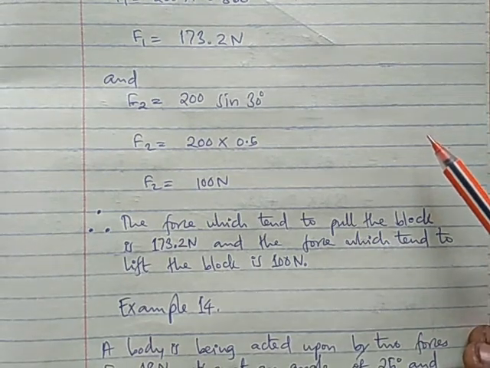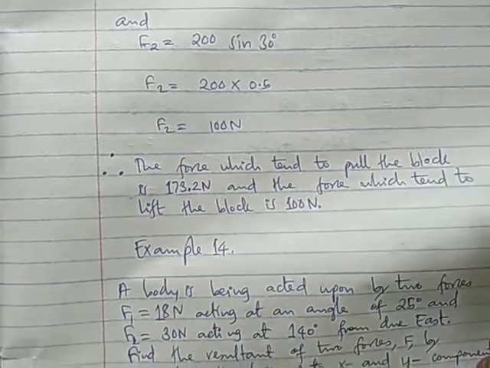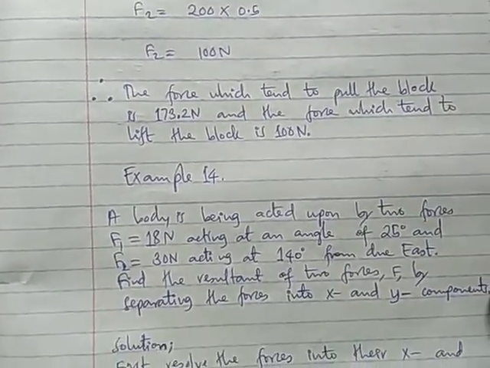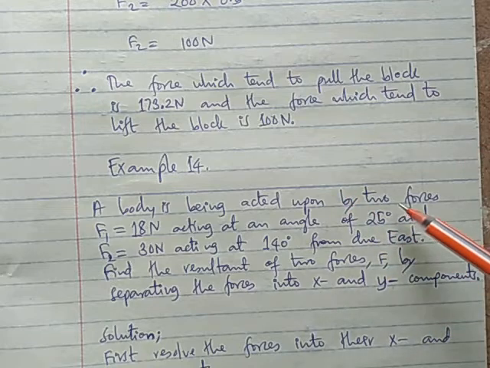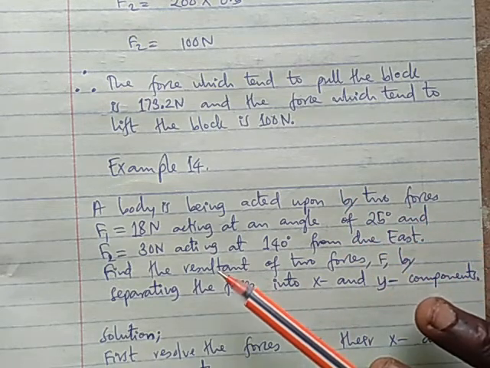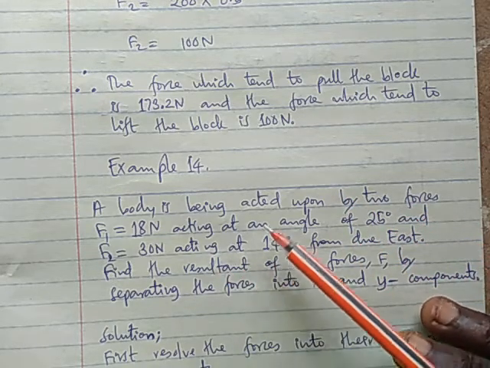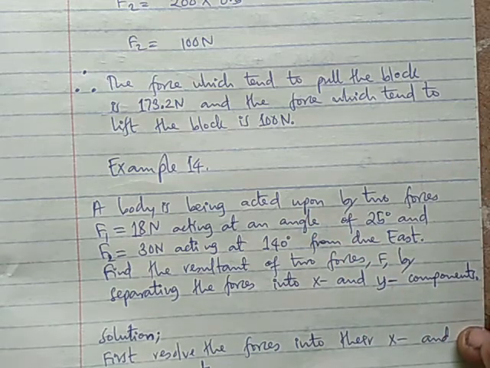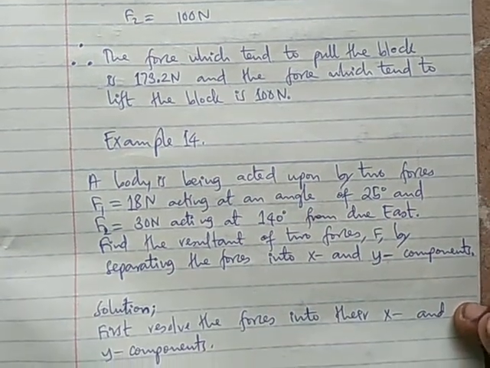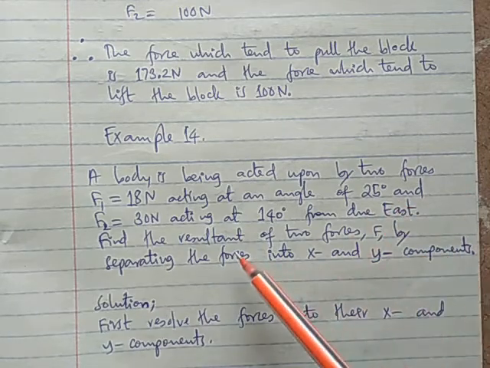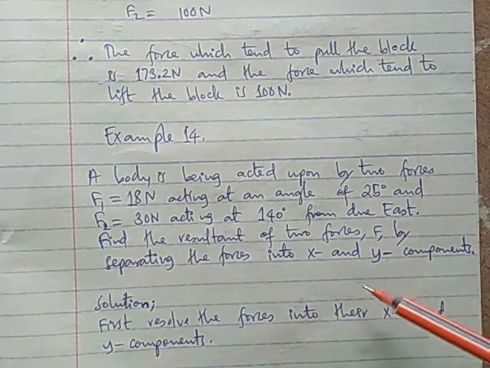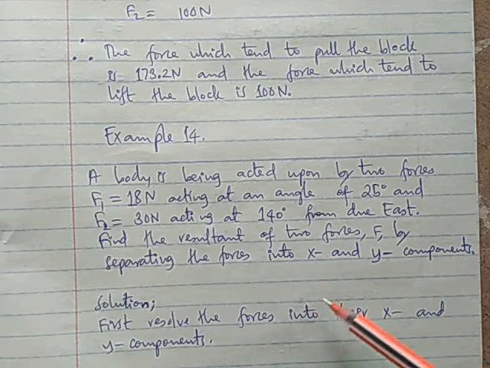Ni hivyo tu. From there we can move to another example which is example 14. So in example 14 we are saying a body is being acted upon by two forces. Force F1 which is 18 Newton acting at an angle of 25, and force F2 which is 30 Newton acting at an angle of 140 from due east. Find the resultant of two forces F by separating the two forces into X and Y component.